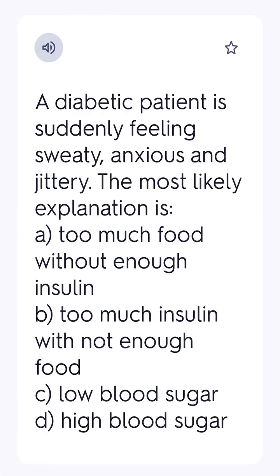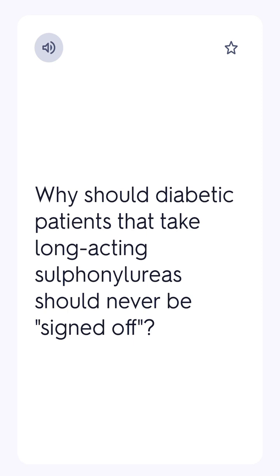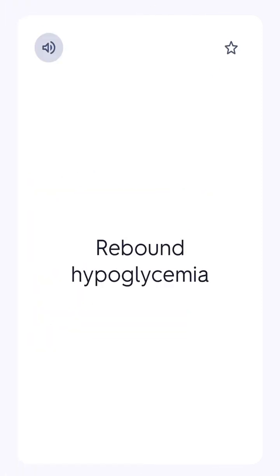A diabetic patient is suddenly feeling sweaty, anxious, and jittery. The most likely explanation is A, too much food without enough insulin; B, too much insulin with not enough food; C, low blood sugar; D, high blood sugar. B, too much insulin with not enough food, and C, low blood sugar. Why should diabetic patients that take long-acting sulfonylureas never be signed off? Rebound hypoglycemia.